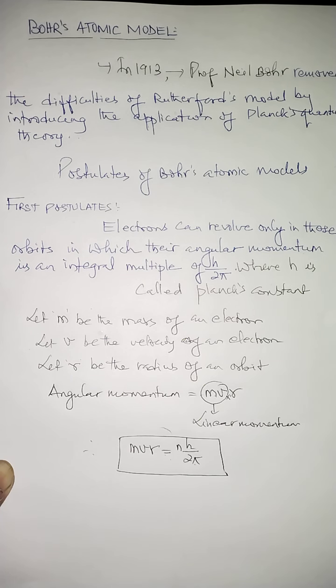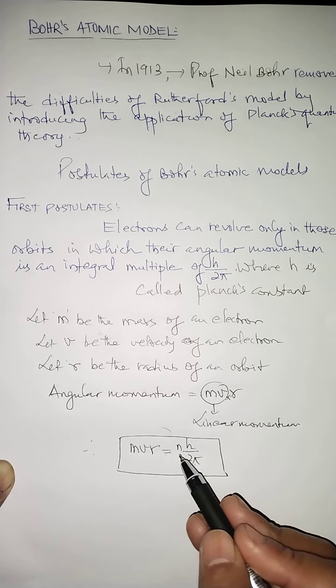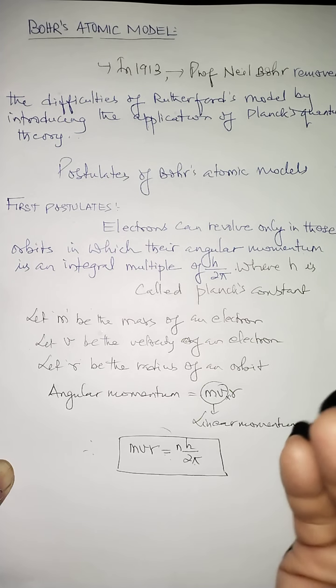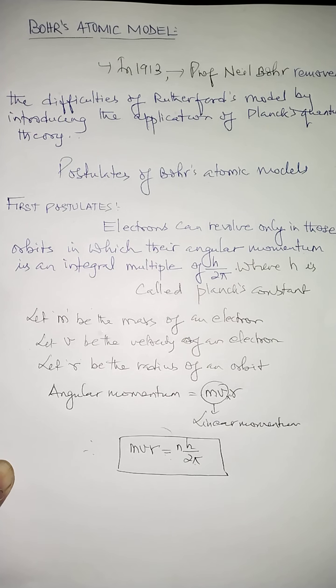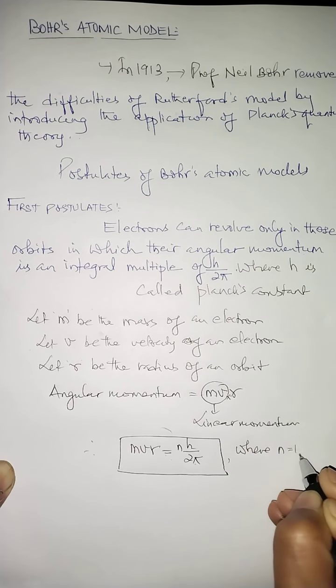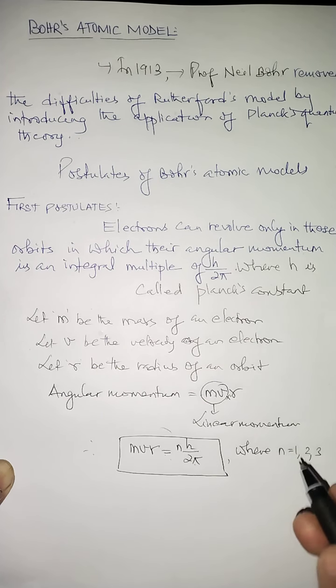If electrons revolve in different orbits, then the momentum will be an integral multiple of h by 2 pi, where n indicates the number of the orbit in which the electron revolves. This n is also called the principal quantum number, and n starts with 1, 2, 3 like that. This n also indicates the number of the orbit in which the electron revolves.